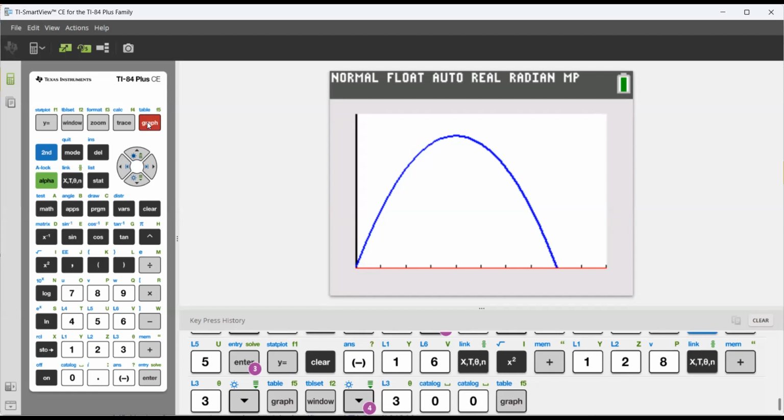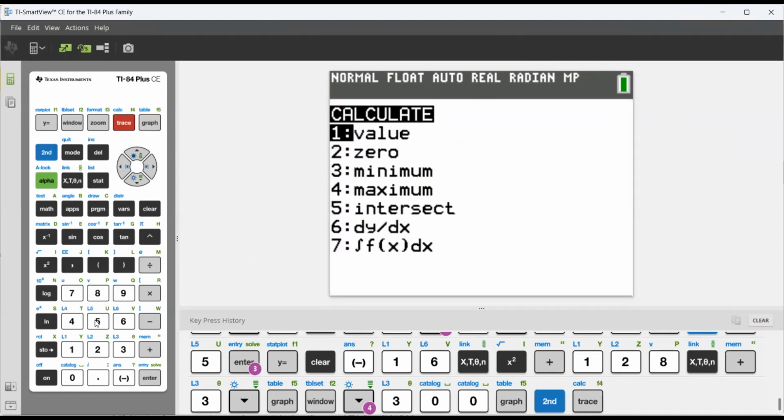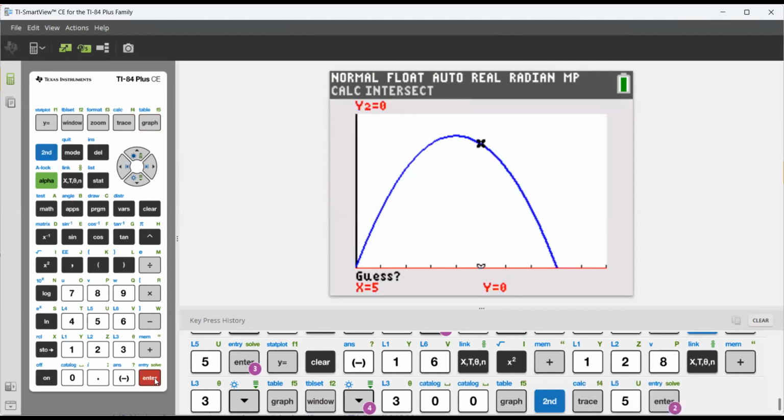Now, to get a horizontal intercept, I could see this is going to be positive. If I count, because I know that this is in increments of 1, so 1, 2, 3, 4, 5, 6, 7, 8, or maybe 8 point something. I'm not sure, but let's check. Second, trace, 5, enter, enter, enter. So I have 8.023, so I do 2 decimal places. So x is 8.02, y is 0.